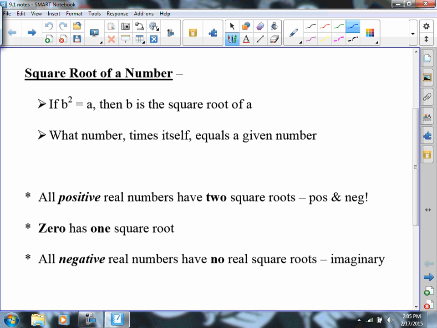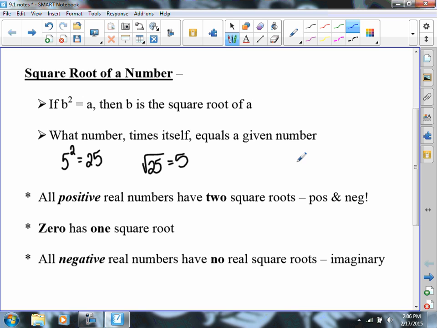A square root is basically a number that if you multiply it by itself, you get a certain number. And that number is going to be a perfect square. So if you had 5 squared, you would get 25. So when you take the square root of 25, you get 5, because 5 times itself equals 25. So 5 is the square root of 25. Okay, so that's basically the thought process and the connection there for what a square root is.